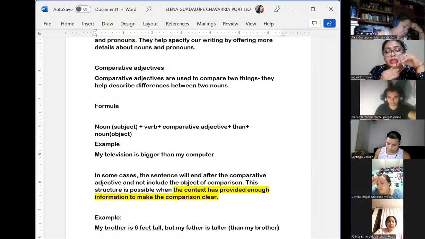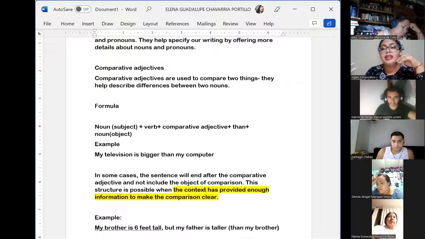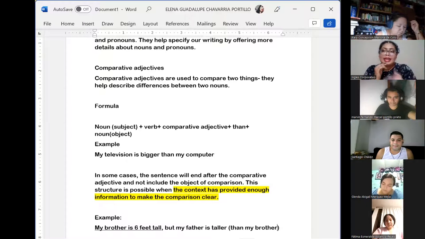So in those cases, when you have provided enough information about the thing that you are explaining, it is not necessary that you write or say the information again, because it's going to sound weird if we say, my brother is 6 feet tall, but my father is taller than my brother. It's going to sound like, what? But you were talking about your brother, and why are you talking again about your brother? So in that case, you are going to end the sentence after the comparative adjective. En ese caso, vamos a terminar nuestra oración justo donde queda el adjetivo. Ya no vamos a poner nada más después de él.